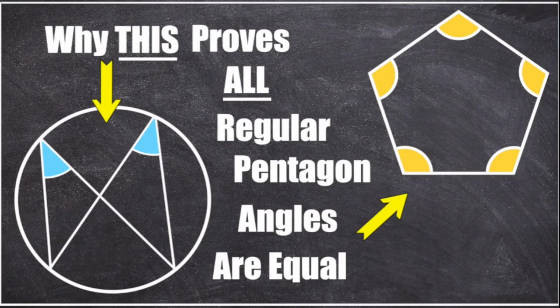Well, as you probably understood from the thumbnail, I'm going to show you why all of the angles in a regular pentagon must be equal by using this circle theorem, the one that says angles in the same segment are equal. And I'm going to use a basic concept from this theorem.